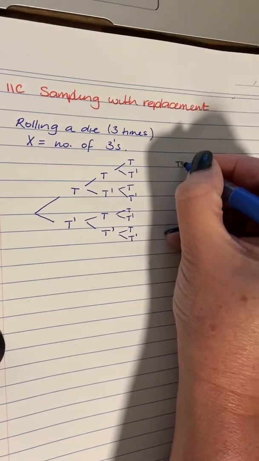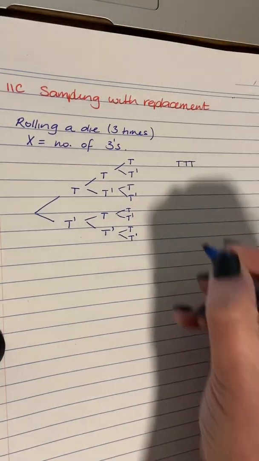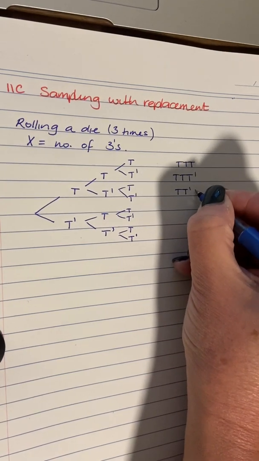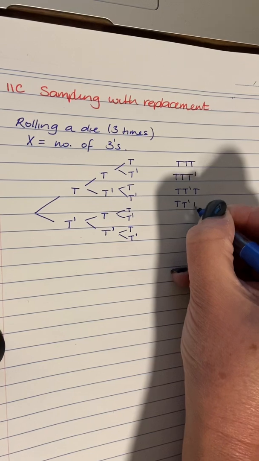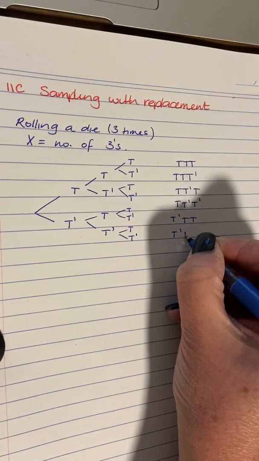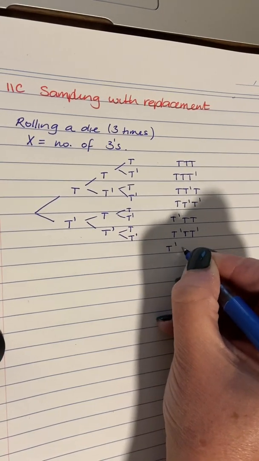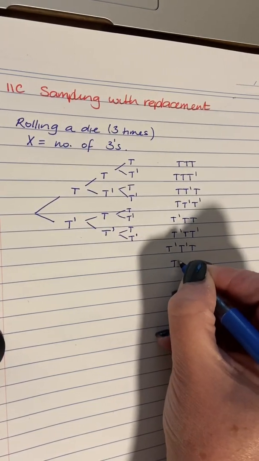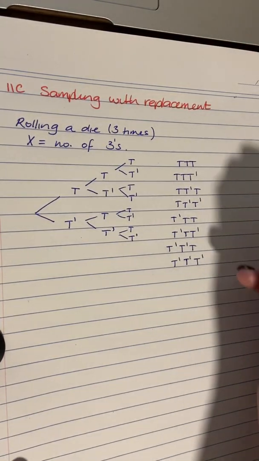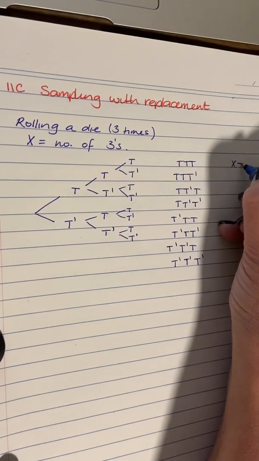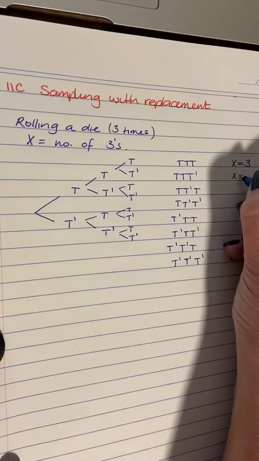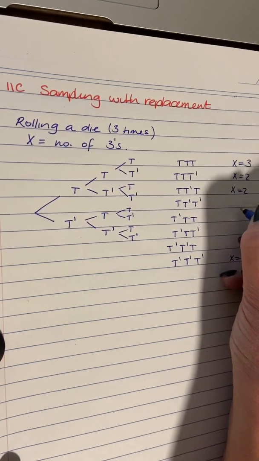So my outcomes are 3, 3, 3. 3, 3, not 3. Not 3, 3, not... 3, 3, etc. All right, so the number of threes, this would be x equals 3, because we've got 3 threes. This would be x equals 0. This would be x equals 2, etc.